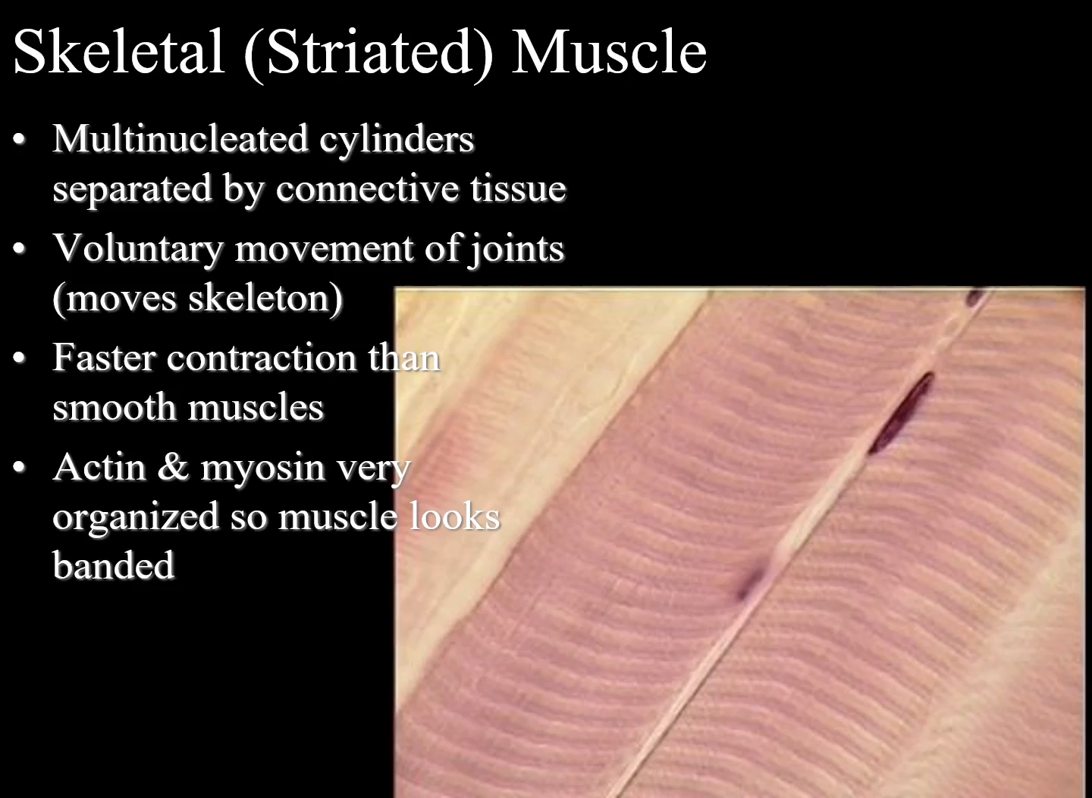The actin and myosin proteins that are basically the motor molecules of the muscle cell that allow it to contract are incredibly well organized in skeletal muscle, and you can see the striations in this picture. Those striations are there because those proteins are so organized that you can actually see the pattern even with a light microscope.